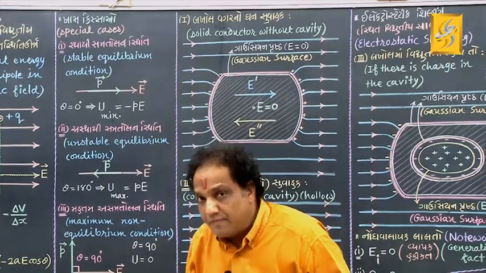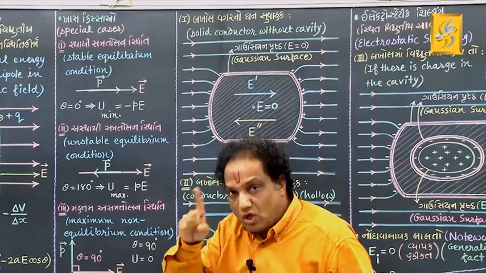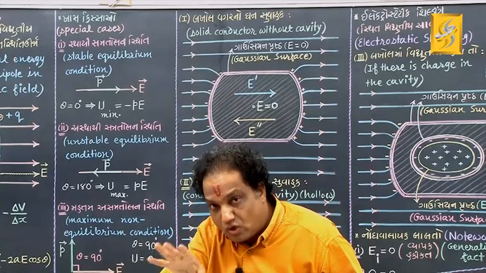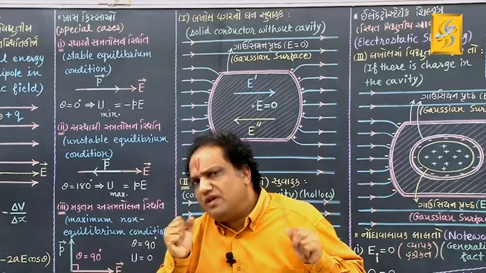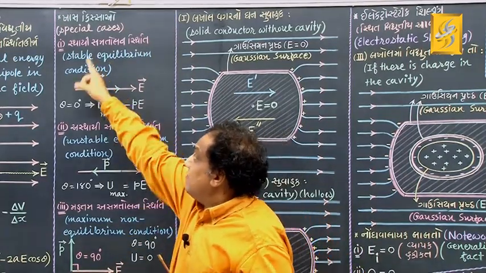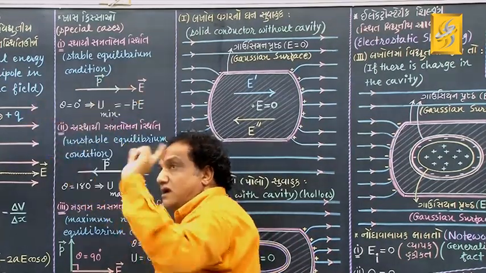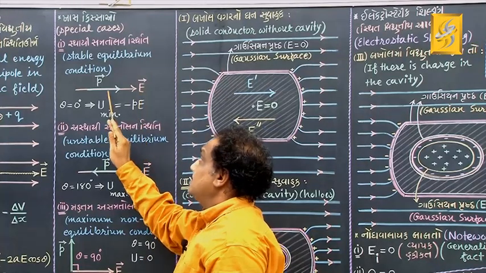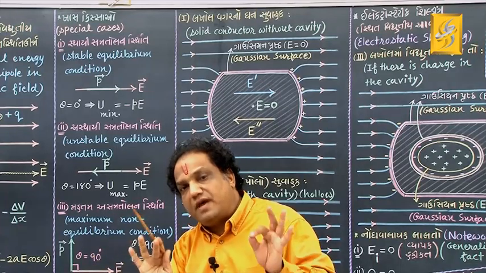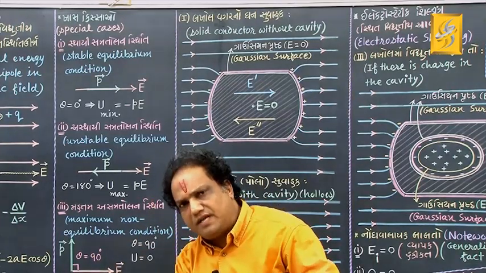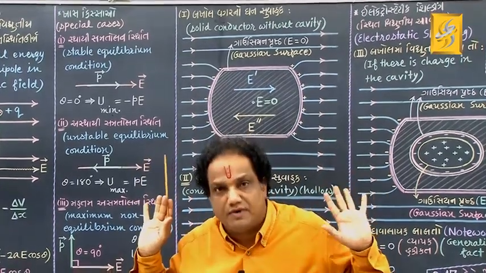Why equilibrium condition? Because there is no torque exerted on this dipole in this condition. Tau equals PE sin theta. Theta is 0, torque is 0. This dipole will remain like this only steadily, okay? So it is called equilibrium condition. But why do we call it stable equilibrium condition? Because though you may rotate it through any angle, ultimately the dipole will come to this same condition once again. That's why it likes to remain in that condition. We call it stable equilibrium condition. Okay, fine.